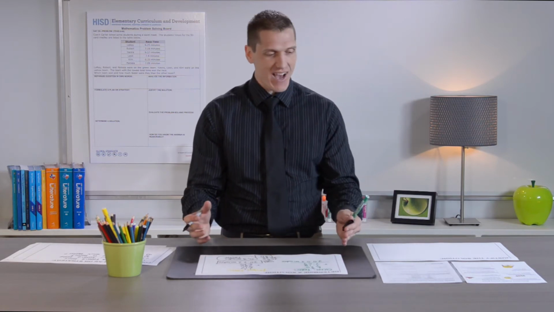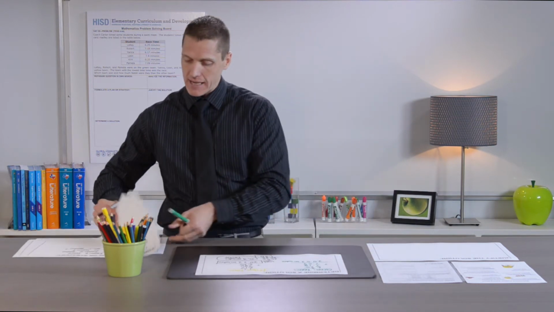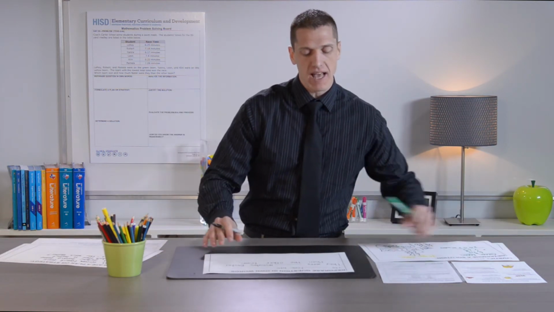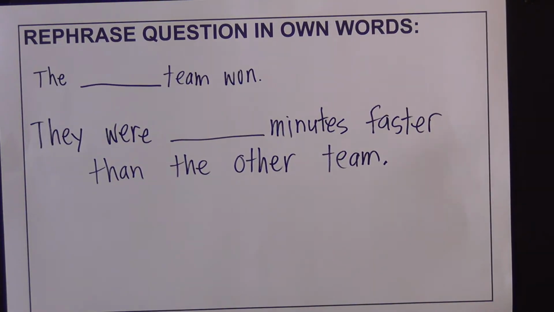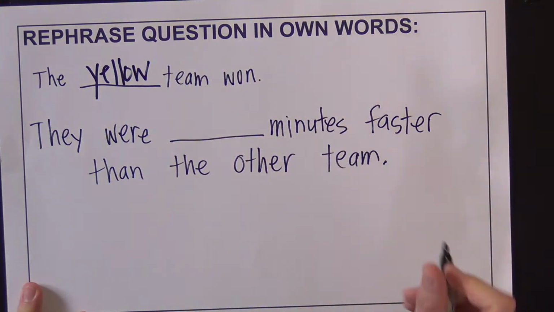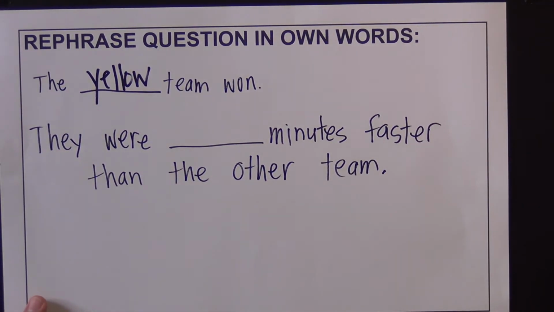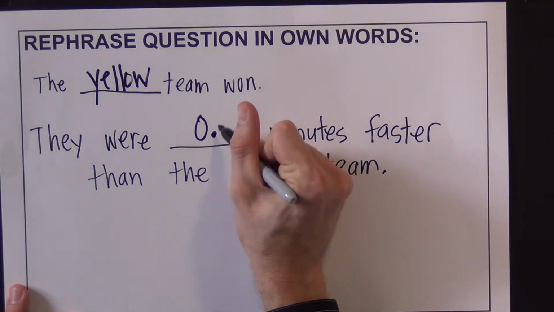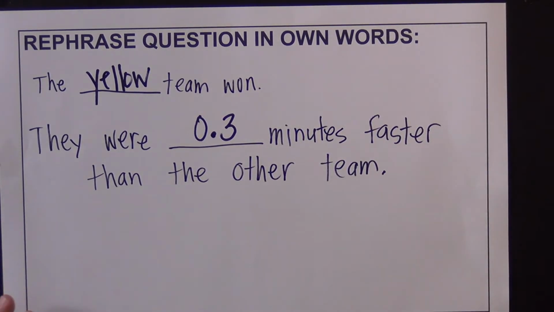I probably should write that out. Which team was faster? I need to go back to the original sentences that I wrote at the beginning. Remember, we rephrased the question in our own words. This will help me as I try to answer the question. The yellow team won. They were 3 tenths minutes faster than the other team, or 30 hundredths minutes faster. Okay, now that I have my answer in sentence form, I'm ready to justify my solution.